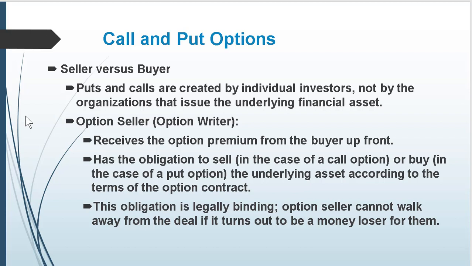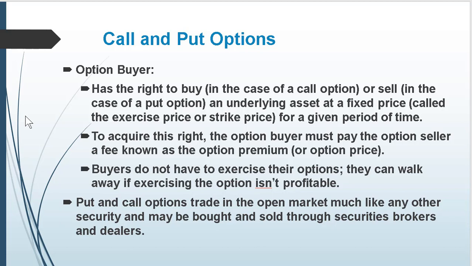So you really don't know who you are placing your bet with. You just know you are placing a bet. And then the option house, the clearinghouse, ultimately finds somebody who will complete the transaction when you want to exercise your right. The buyer, again, has the right to buy or sell, again, at a fixed price within a given period of time.